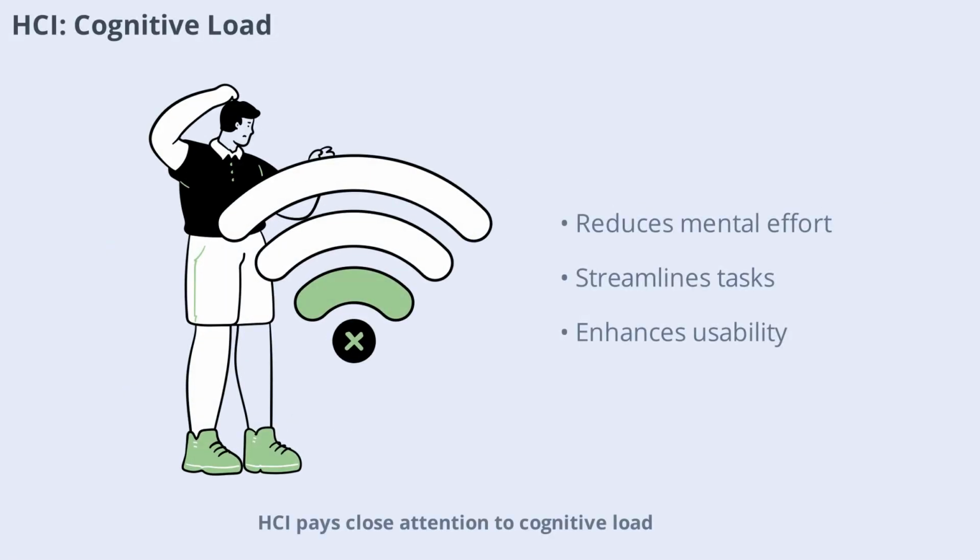HCI pays close attention to cognitive load, or the mental effort required to use a system. By minimizing unnecessary complexity and streamlining tasks, designers can help users focus on their goals without becoming overwhelmed. Techniques like clear labeling, logical navigation, and consistent layouts all contribute to reducing cognitive load and enhancing usability.